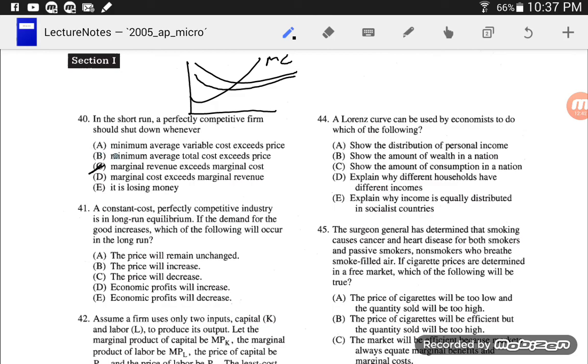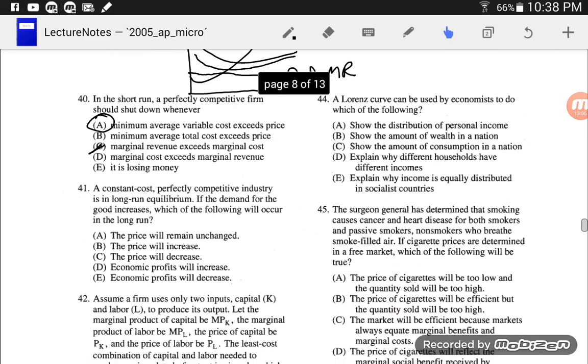Oh, here we go. The minimum average variable cost exceeds the price. There we go. Because remember, price is marginal revenue for a perfectly competitive firm. That's the demand, equals the price equals the marginal revenue. So there we go. I'm going to go with A.